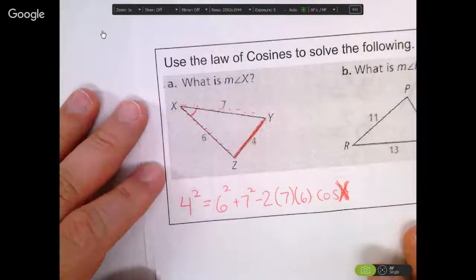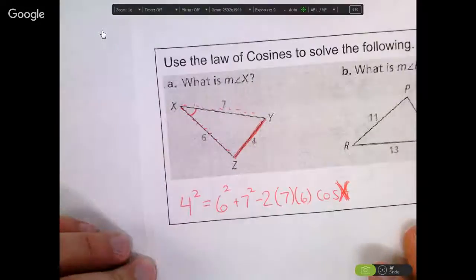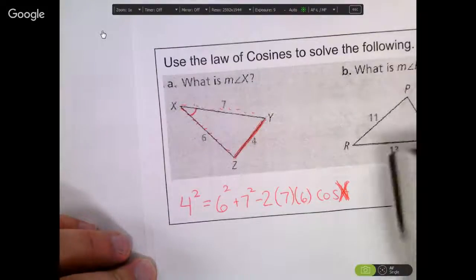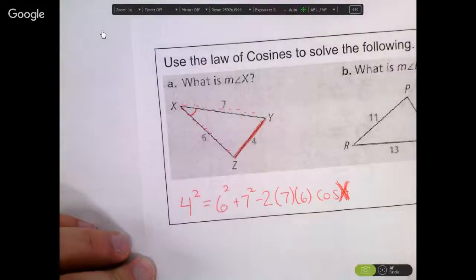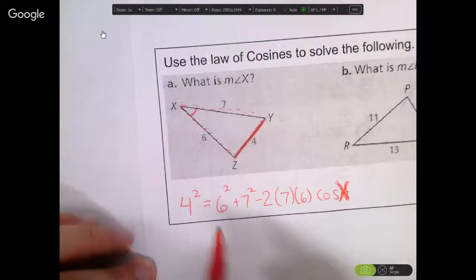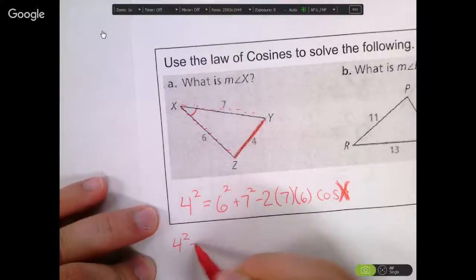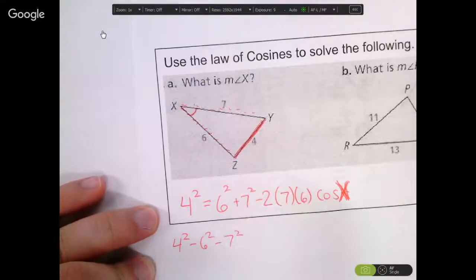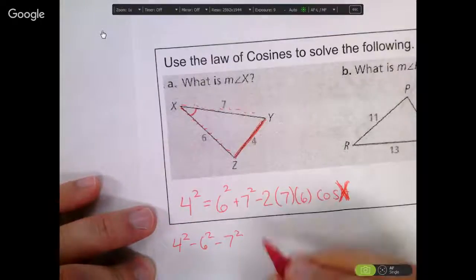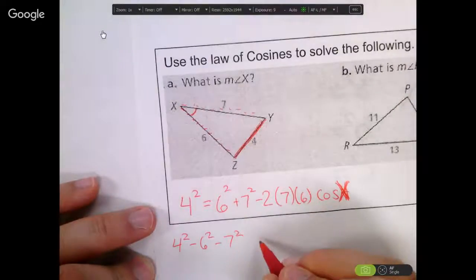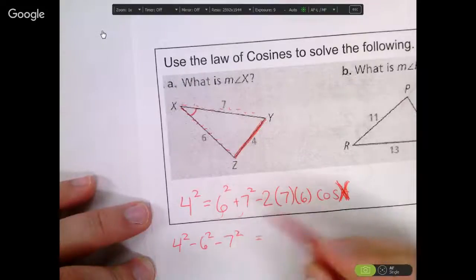Okay, so in the calculator I'm going to do 4 squared minus, yeah, because you have to subtract 4 squared. So it's going to be 4 squared minus 6 squared minus 7 squared. Why is it all minus? Because you've got subtraction. Okay, so to move this over and that over, I'm going to subtract.